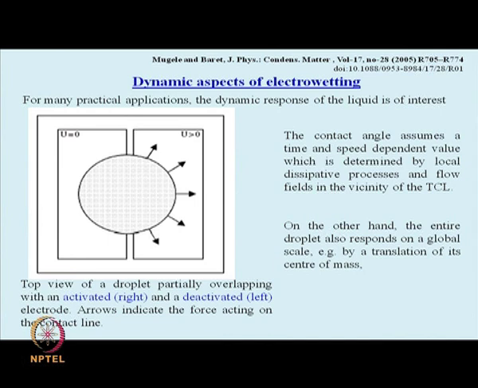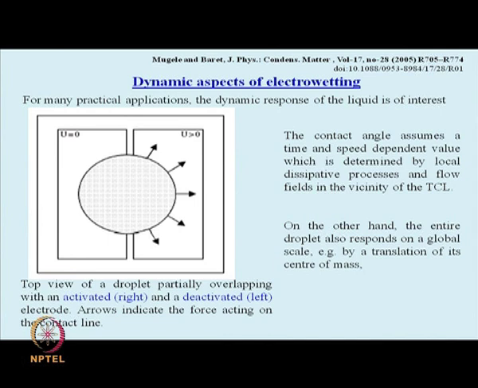Now, we are going to concentrate on the practical aspects of the dynamics of a droplet on an electrode or on a dielectric. Now, if you see this figure, the left hand side is one electrode which is kept at 0 potential, 0 voltage, and the right hand side is another electrode which is switched on, and the droplet encompasses both the electrodes.